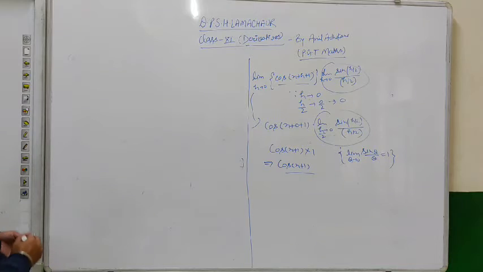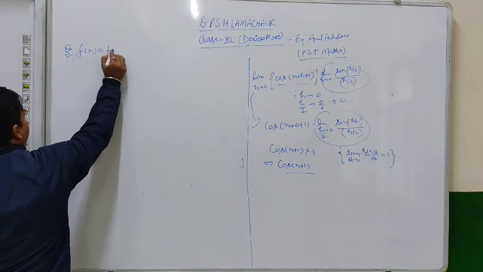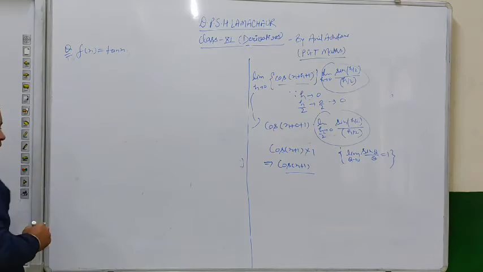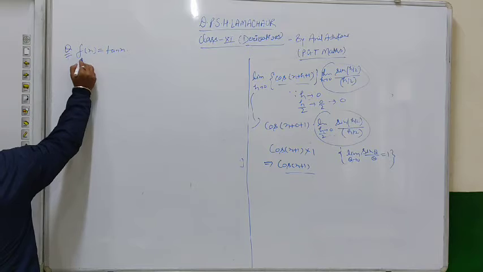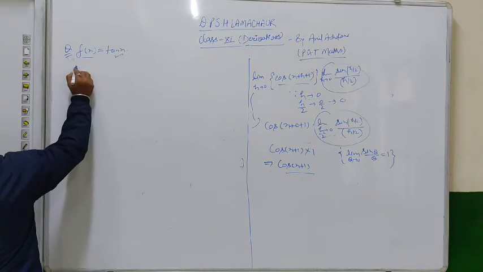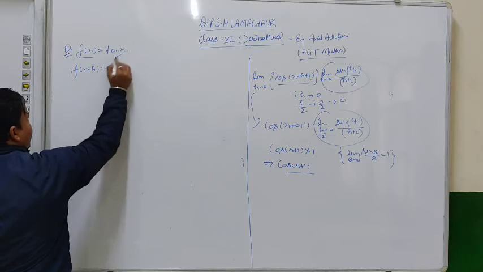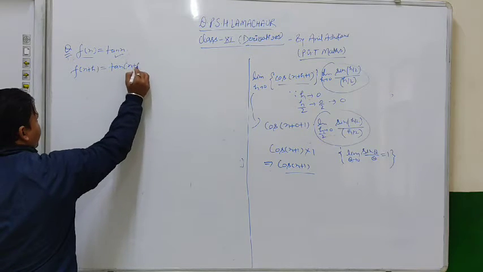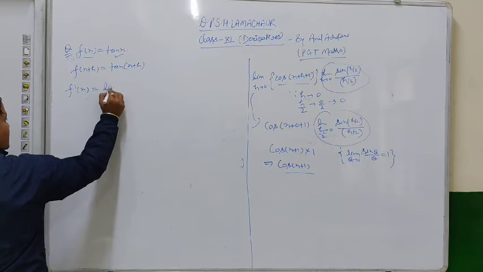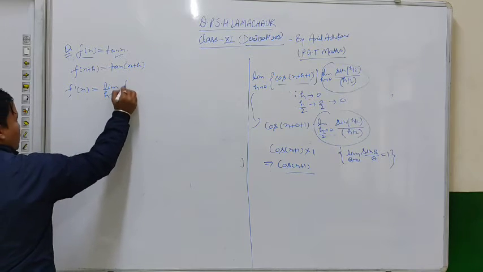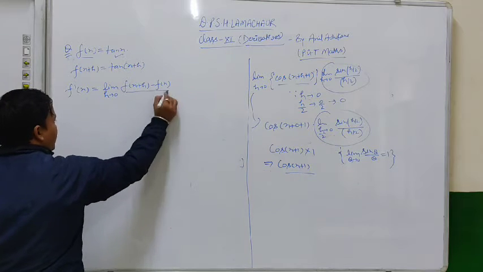So I am taking the next question. Suppose the function is given as f(x) is equal to tan x. Now we need to find the derivative of tan x with the help of first principle. So since f of x is equal to tan x, f of x plus h will be tan(x plus h). Replace the x with x plus h over here. Now since we know that the derivative of any function is represented as limit h tends to 0, f of x plus h minus f of x divided by h.